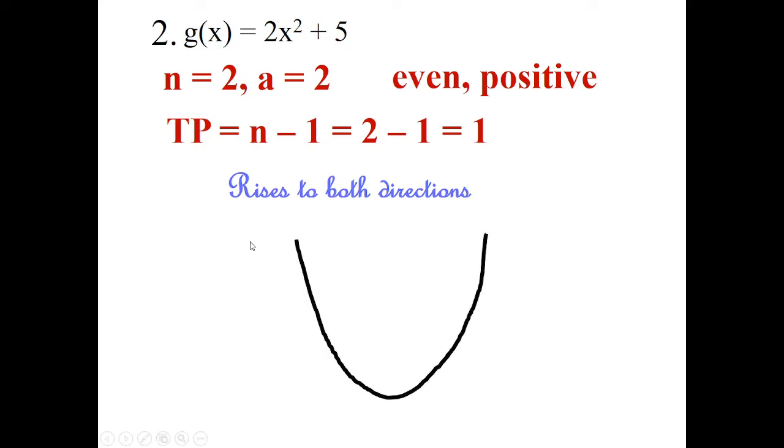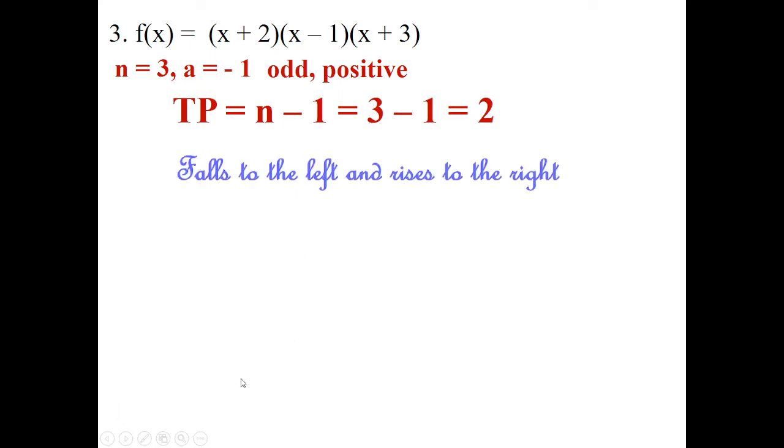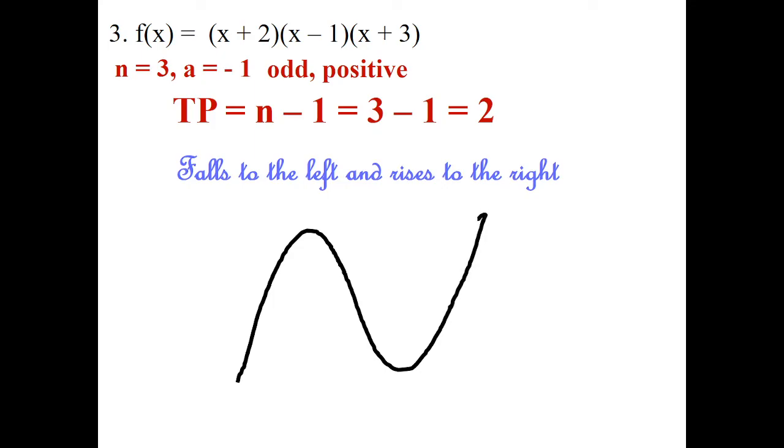Ganyan lang yan. And last example, n is 3, a is negative 1, so odd negative. So, ang turning point niya ay n minus 1, so that's 3 minus 1 equals 2. So, dalawang liko, odd negative. So, that will be falls to the left, rises to the right. Falls to the left, rises to the right, dalawang liko. So, meron tayong ganito. Ganyan. O, di ba? Madali lang.